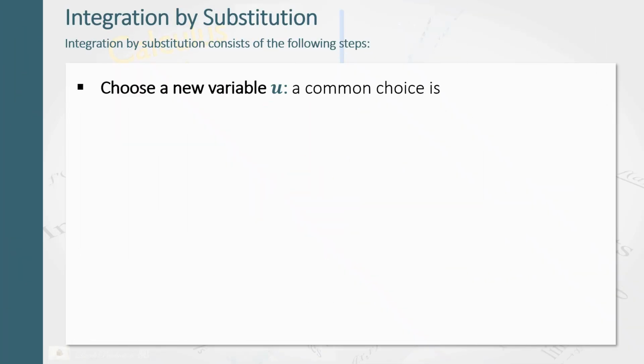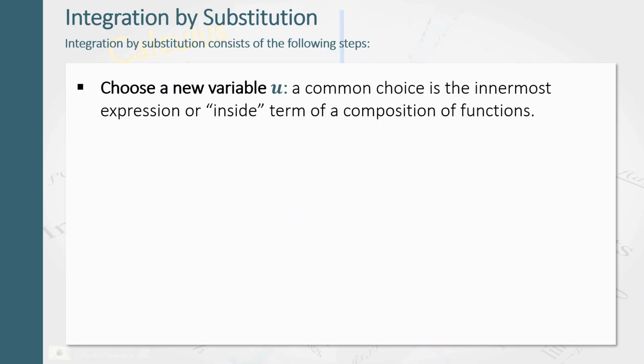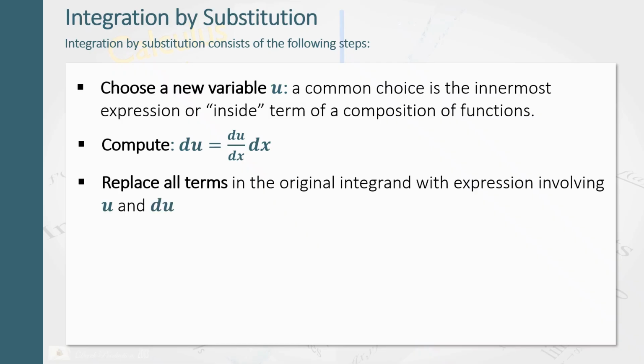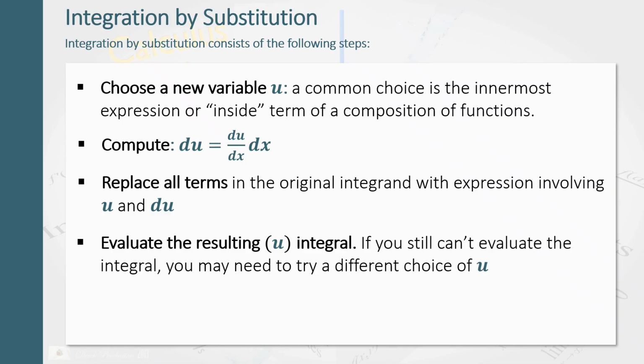Step 1. You are supposed to choose a new variable u in such a way that it is the innermost expression of the composition. Second step, differentiate. Once you differentiate, your aim should be to replace all the terms in the original integral with expressions involving your new u and du. Once you replace, evaluate the resulting integral.